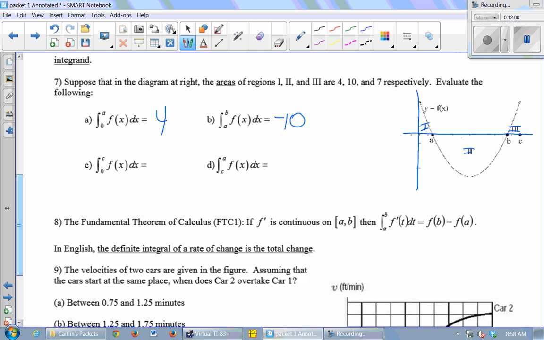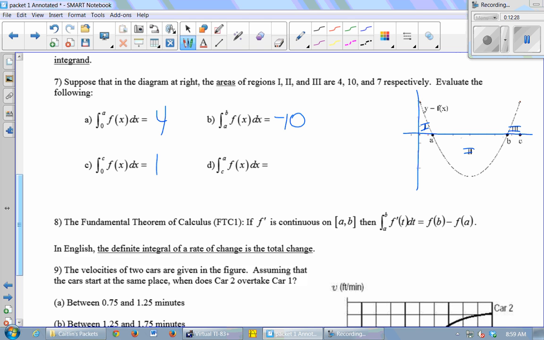One. 4 for region 1, -10 for region 2, plus 7 for region 3. So that comes out to a net area of 1. What about the integral from c to a of f of x dx? 3, -3.